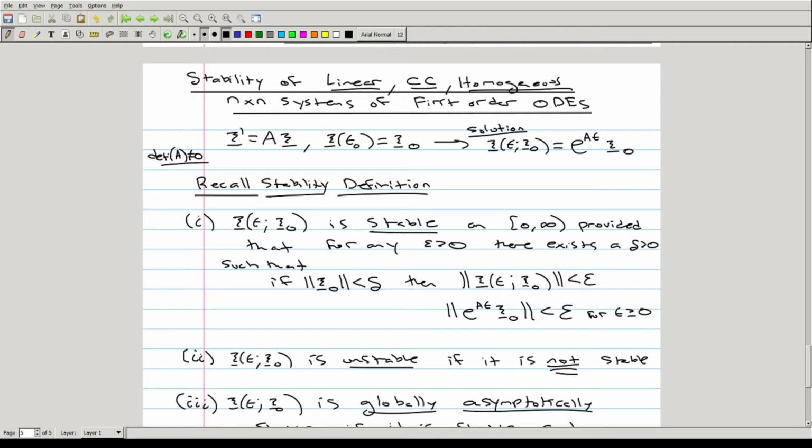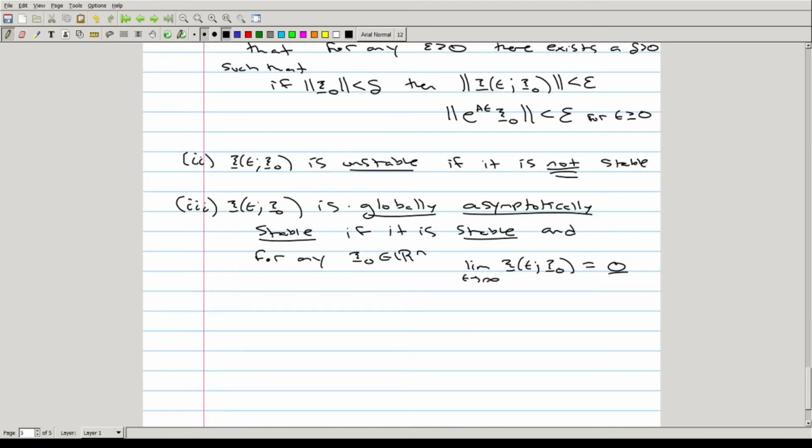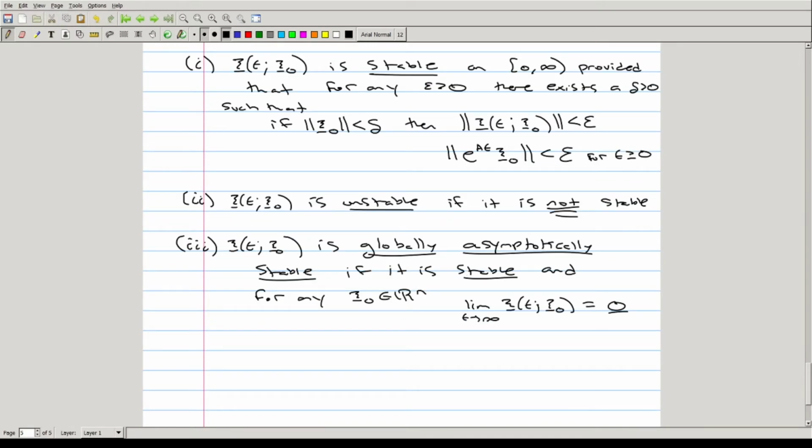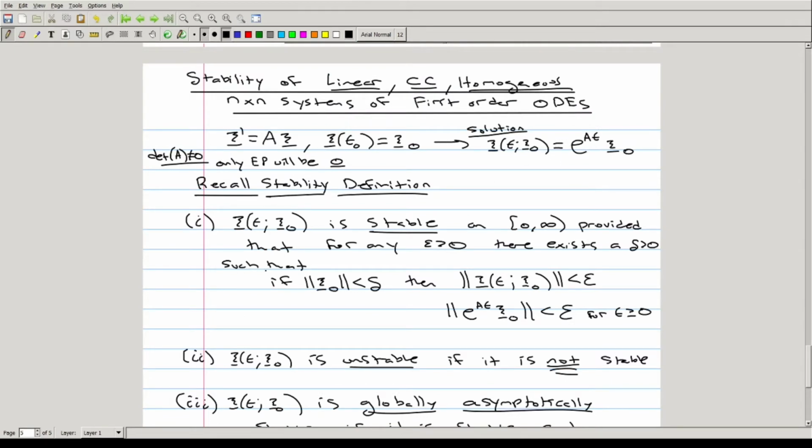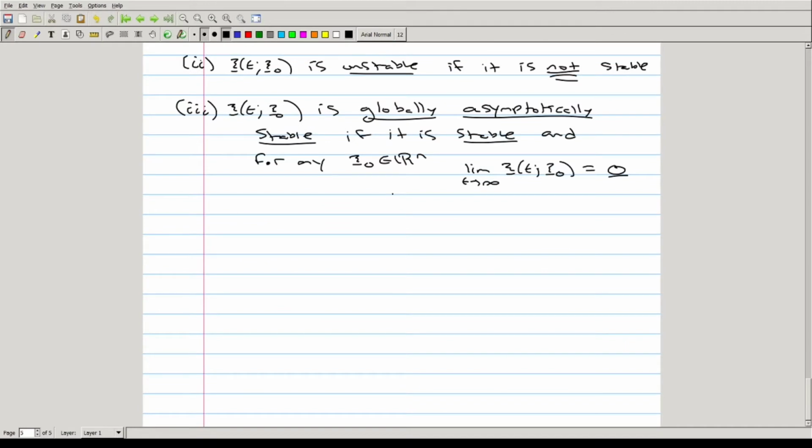Or you can recall that because if the determinant of A is non-zero, the only equilibrium point will be the origin. So we'll really only have one equilibrium point, which can be either stable, unstable, or globally asymptotically stable. And using the solution in terms of a matrix exponential, it's relatively straightforward to show the following theorem and how these stability conditions relate to the eigenvalues of the matrix A.